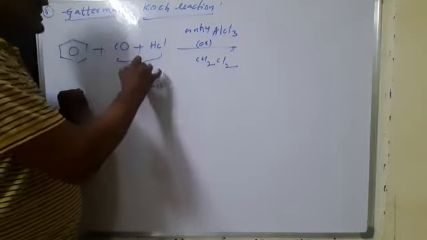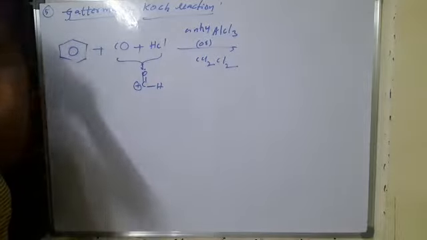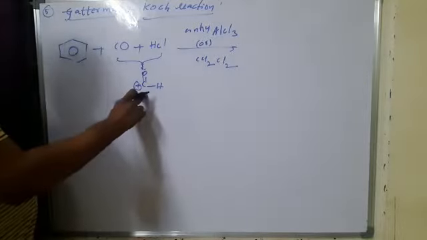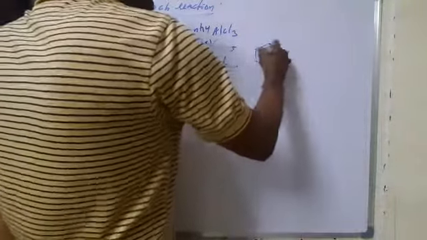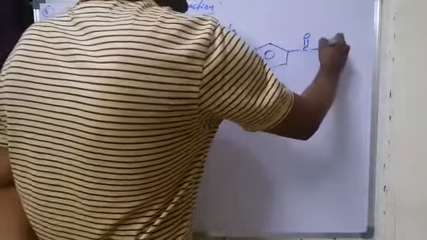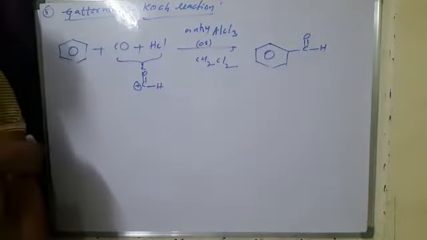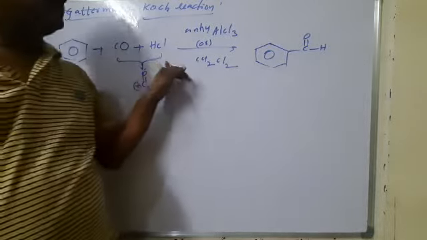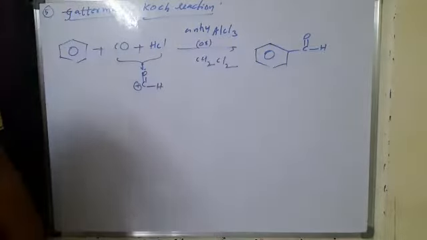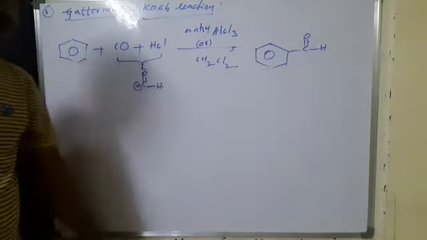Now from this we will get the formyl group. This formyl is the electrophile, and it will attack the benzene ring. Simply, we will get benzaldehyde. So when benzene reacts with carbon monoxide and HCl, it gives you benzaldehyde. This is called the Gattermann-Koch reaction. Benzene carbaldehyde is the product.